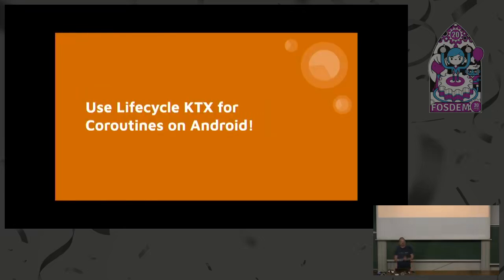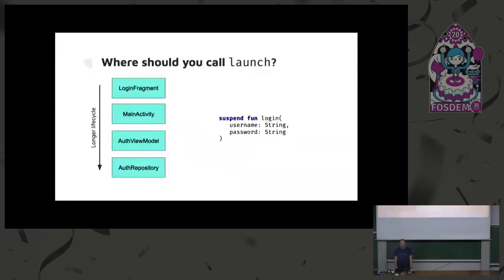So the first pattern or advice is to always use the lifecycle KTX libraries for Android when you're doing coroutines. Do not try to reinvent the wheel. Everything is there for you. It's getting proper testing, etc. As with any concurrency or threading or things like that, you don't want to reinvent stuff yourself.